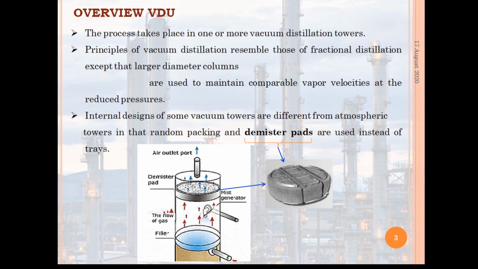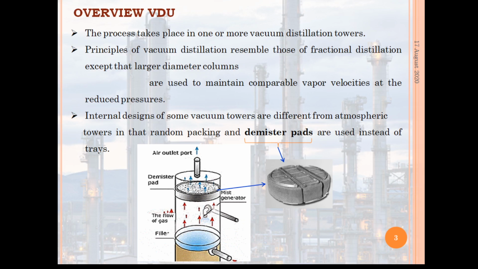The second one is the principle of vacuum distillation, which resembles that of fractional distillation except for the large diameter columns. These are mainly used to maintain comparable vapor velocities at the reduced pressure.